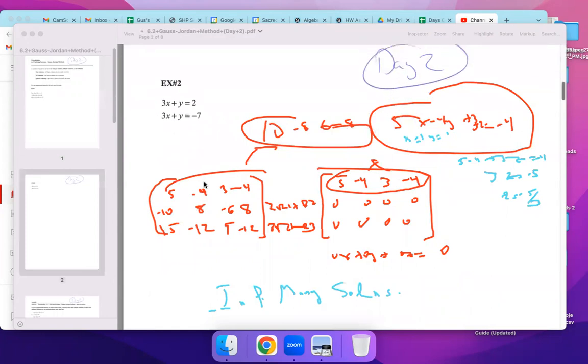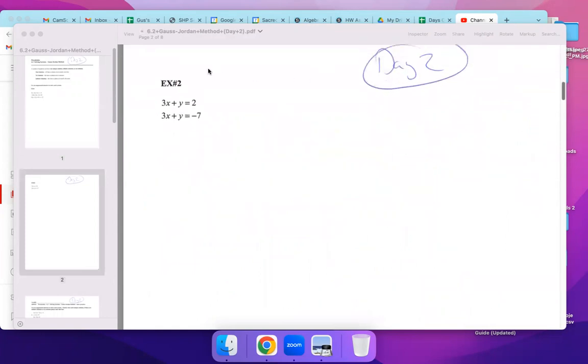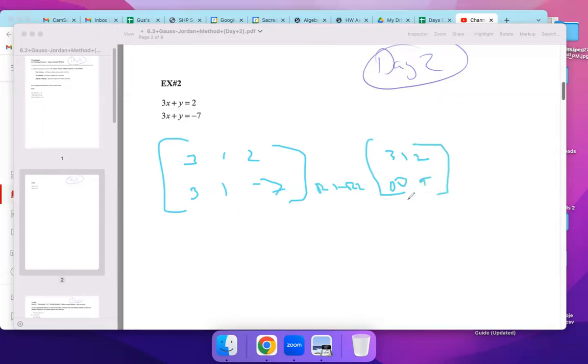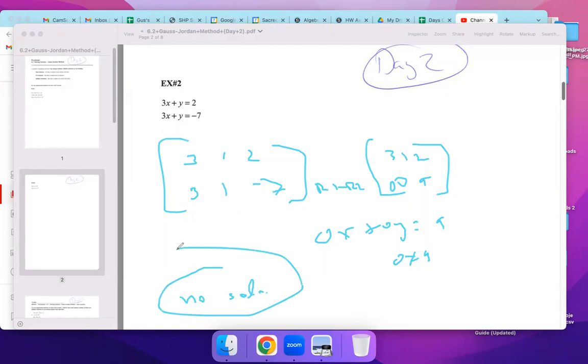And here's another one. This is two equations with two variables. So let's make an augmented matrix: 3, 1, 2, 3, 1, -7. And if you want, you could do r1 minus r2. So you keep the top row as is. The bottom row becomes 0, 0, and 9. Well, of course, the second row makes no sense because you have 0x plus 0y equals 9. 0 does not equal 9, clearly. So we say there's no solution because you get a statement that's not true.